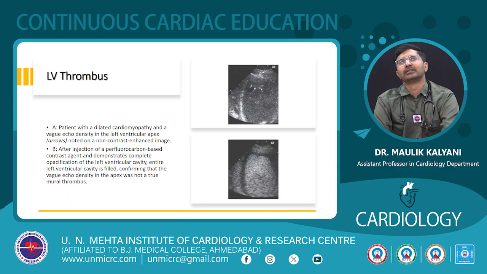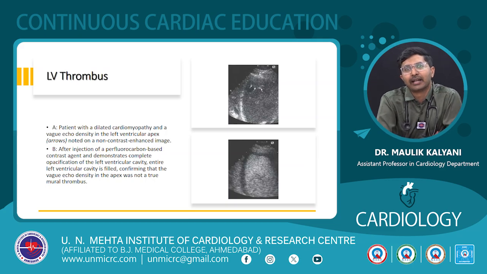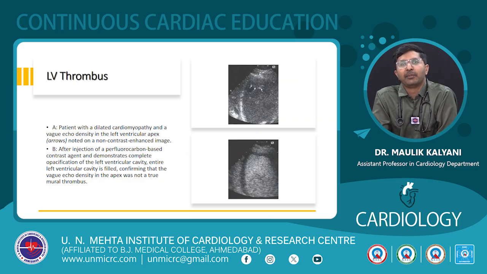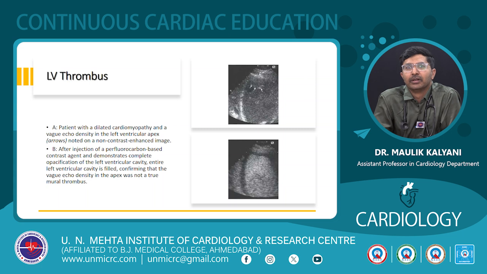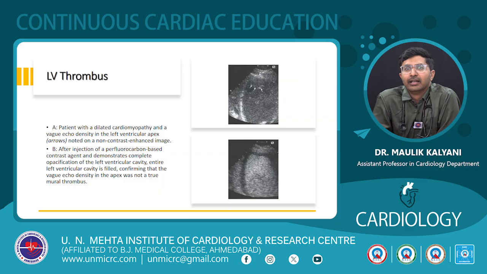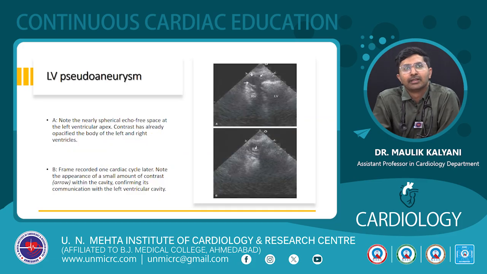Then this is the LV thrombus. In the right side image, there is a thrombus seen by the white arrow. We thought this was an LV thrombus because the patient had dilated cardiomyopathy with severe LV dysfunction, and in that case, if there is an apical hyperechoic structure, we generally think of thrombus. We confirmed it with the ultrasound contrast, and on the contrary, the contrast shows complete opacification of the left heart chamber with delineation of the endocardial border. So whatever was seen in the upper image was an artifact, not a true LV thrombus, and there was no thrombus in this case.